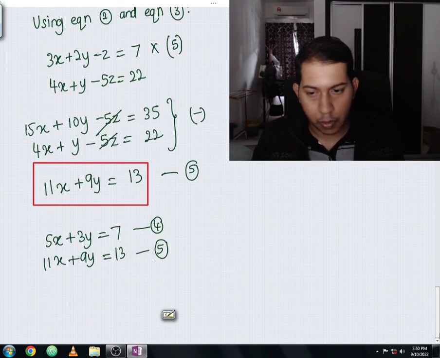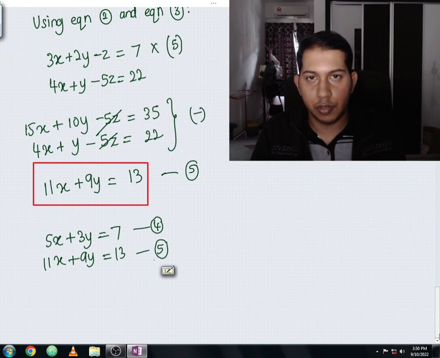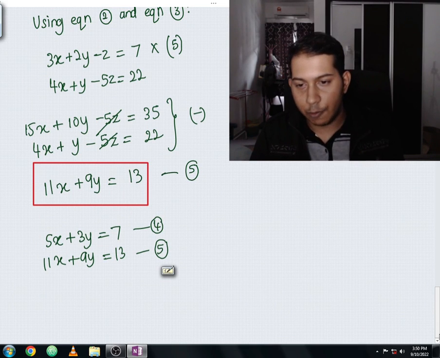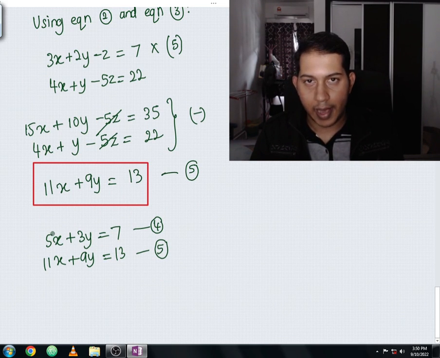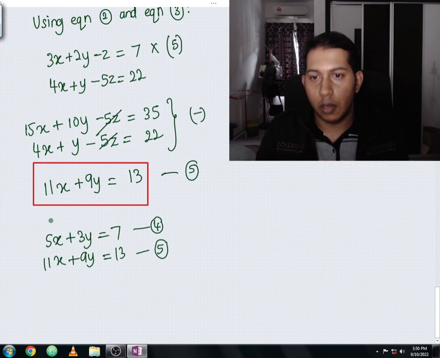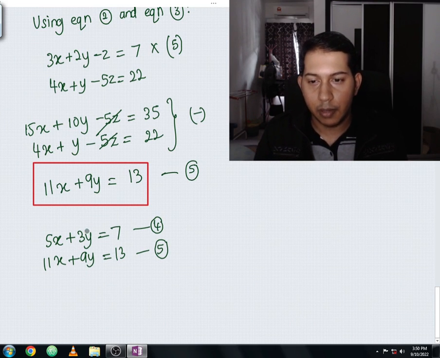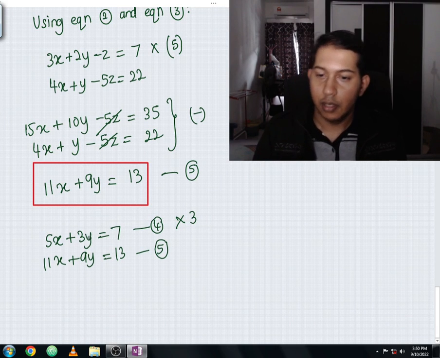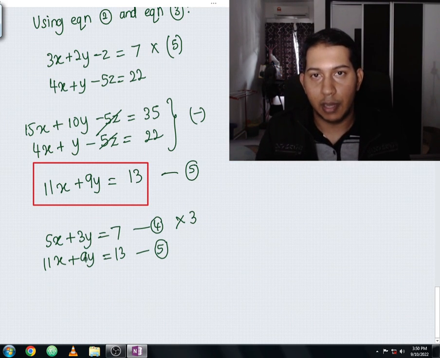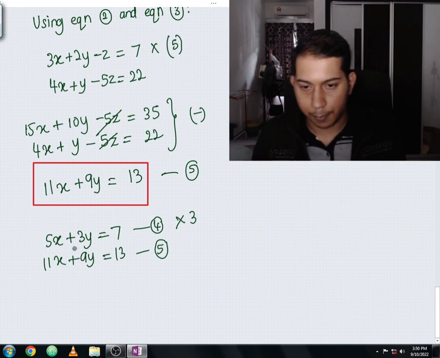From here, which variable do you choose to eliminate? If I were you, I would prefer to eliminate the y rather than x. You can still eliminate x, but the steps will be longer. So 3 and 9. How can you eliminate the y variable? The equation 4, you just times with 3. 3 times 3 you get 9. So 9 and 9 you can easily cancel them out. So it is easier for us to eliminate the y rather than eliminating the x variable.